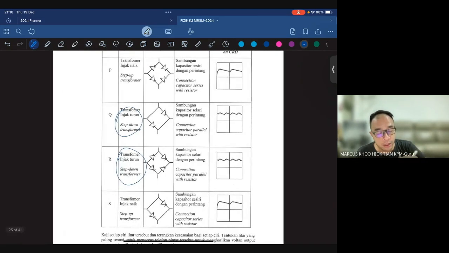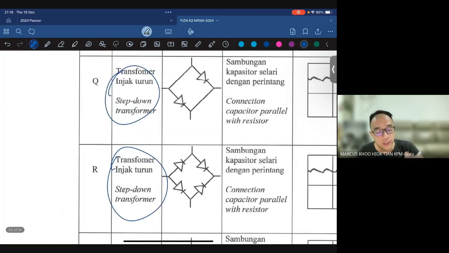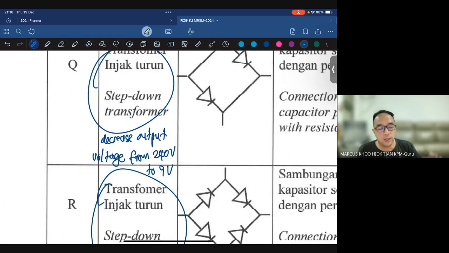Okay, I'm going to write the reason straight away. The reason for the step down transformer is to decrease the output voltage from 240 volts to 9 volts.